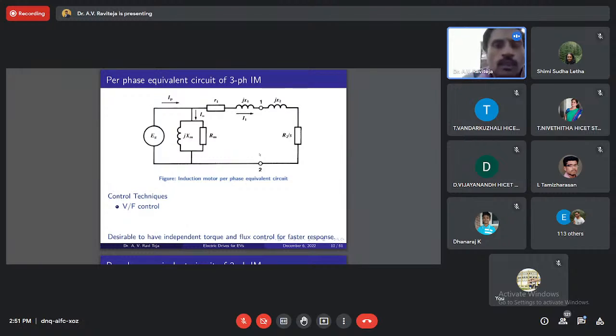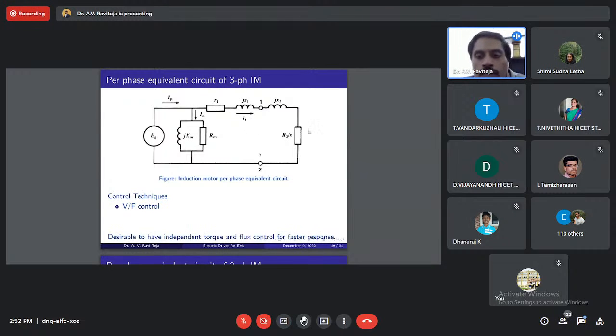And the problem is the inductors here. An inductor's property is that it does not allow sudden change in current. So what happens is, when I change this voltage, if I increase EG, then the current flowing IP will not change immediately, because these inductors jX1, jX2 here and jXM here oppose sudden change in current. So this current IP will take a long time to change, and until it changes, the output current I1, which is going to R2 by S, will not change.